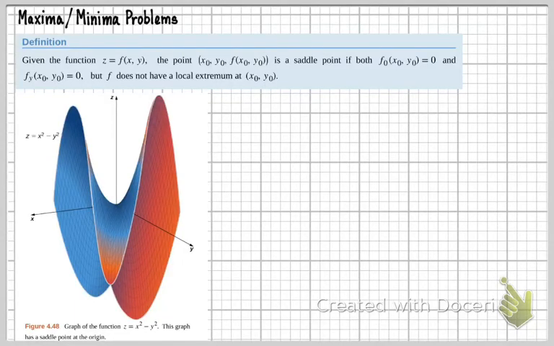Now we need to talk about one more idea before we get into the maximum and minimum problems. This definition says, given the function z equals f(x,y), the point (x naught, y naught, f(x naught, y naught)) is a saddle point if both fx(x naught, y naught) equals 0 and fy(x naught, y naught) equals 0, but f does not have a local extremum at (x naught, y naught).